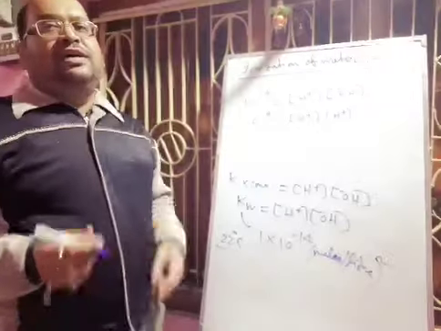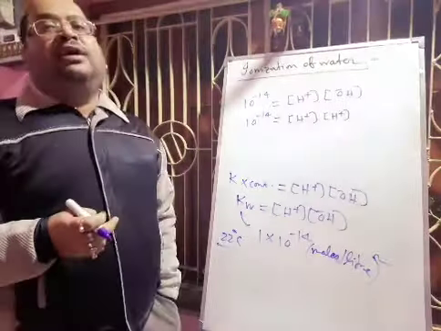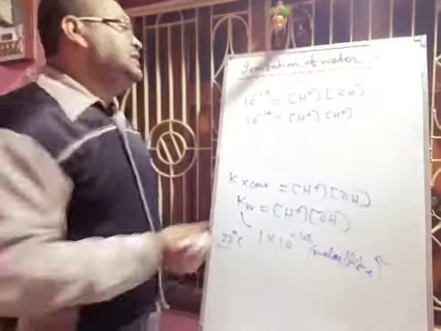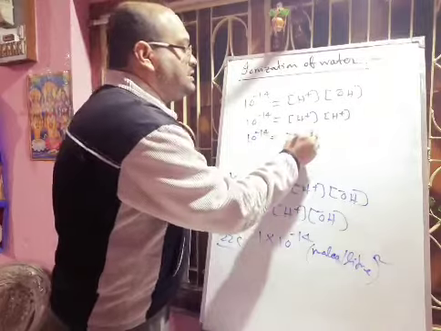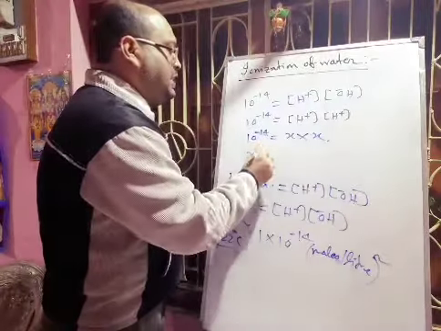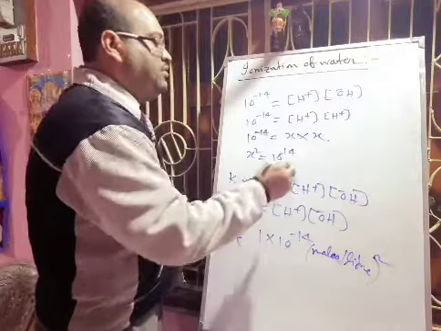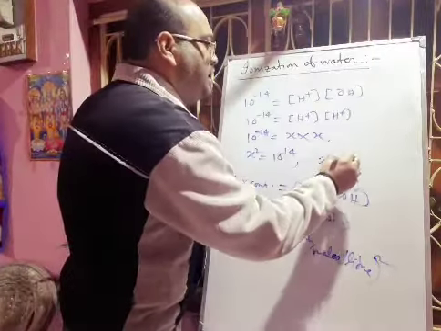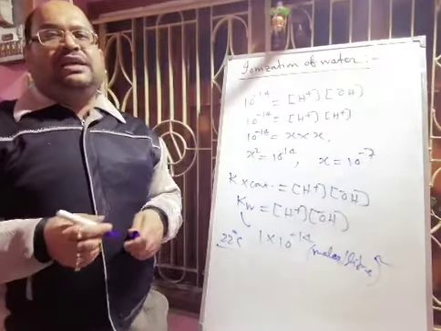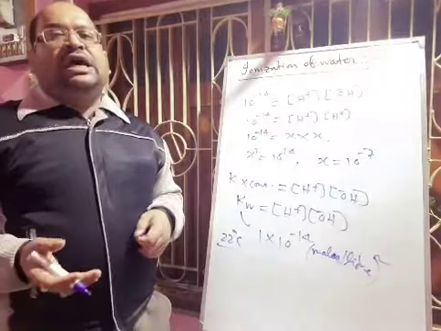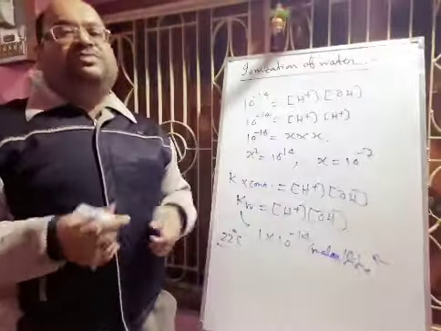Now from here, if we write the concentration as X moles per liter, then we can say that 10 to the power minus 14 is equal to X into X, that means X square. X square is equal to 10 to the power minus 14. So if you calculate the value of X, X will be 10 to the power minus 7 moles per liter. That means the concentration of H plus and the concentration of OH minus will be equal to 10 to the power minus 7 moles per liter.